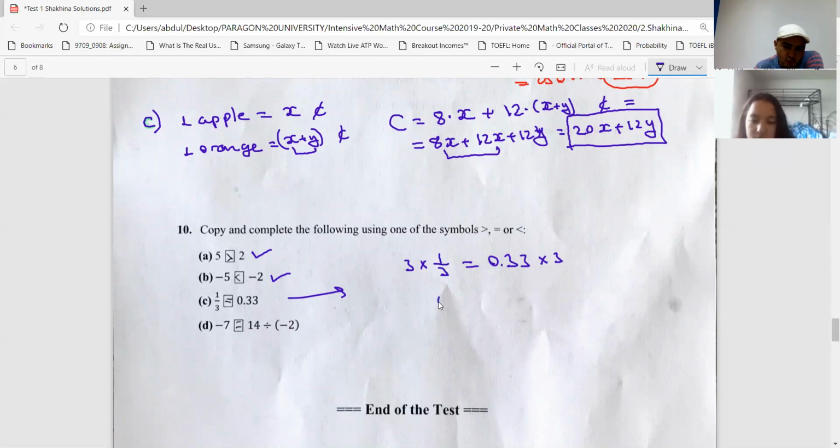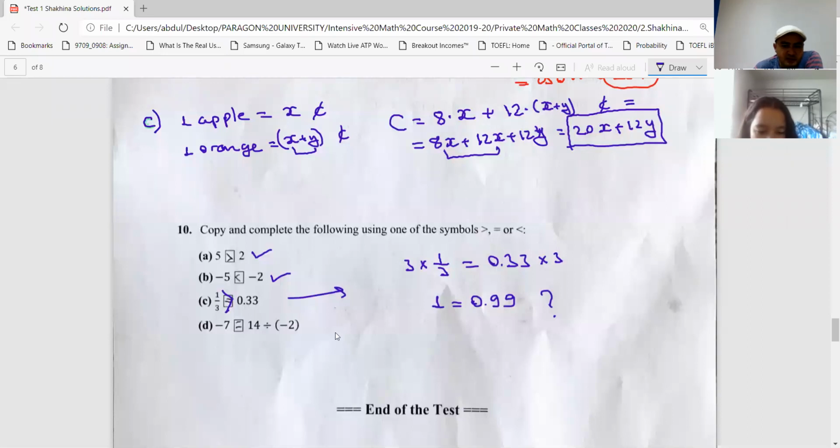Is 1 equals, what is 3 times 0.33? That is 0.99, right? Oh, so they're super close, but 1/3 is larger. Yeah, but it's not equal. This 1 is greater than this. So that is wrong. Actually you need to write here that this thing is greater than 0.33.